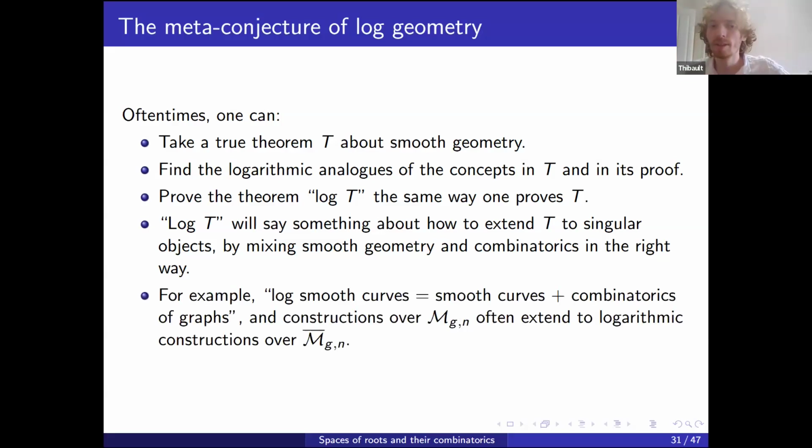An example of that is that log-smooth curves are the same thing as smooth curves and the combinatorics of their dual graphs, maybe with an extra something to remember the equations appropriately on the graph. And so constructions over M_{g,n} which use the notion of smoothness often extend to logarithmic constructions over M̄_{g,n}. And that's particularly interesting in the case of M_{g,n} to M̄_{g,n} because it gives you compactifications of moduli spaces.